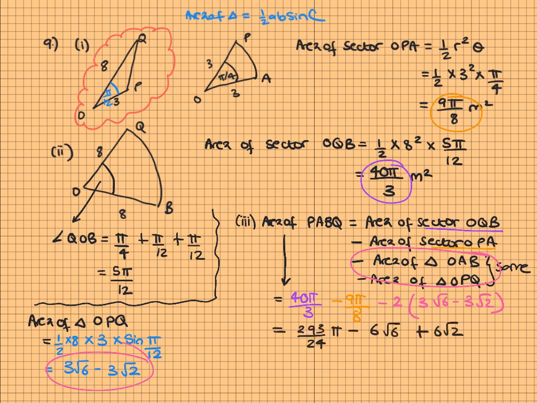Now we may want to actually work that out and give a decimal answer because it's not really the neatest calculation as it is, and this comes to 32.14195, etc. So I could round that to 32.1 meters squared to 3 significant figures.